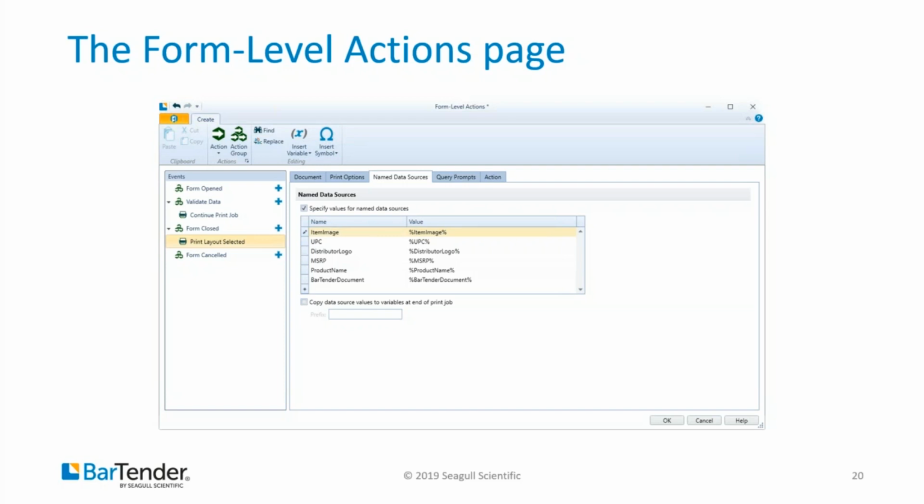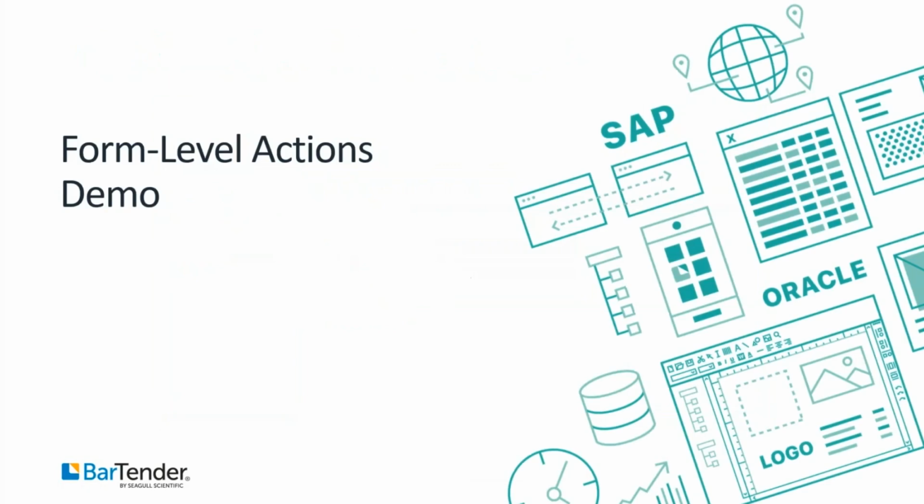So we have different events under which these actions are going to be executed. So what's the difference? What's the use case? Can we see this little form thing that I keep talking about in a demo? So let's go ahead and move into the demo section.